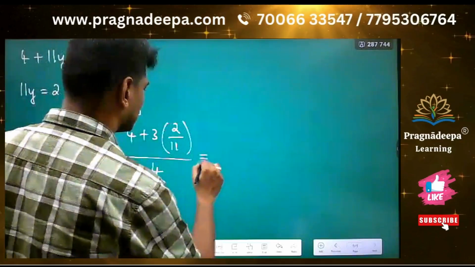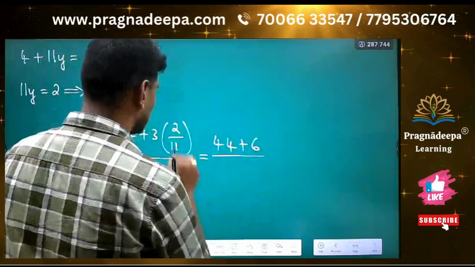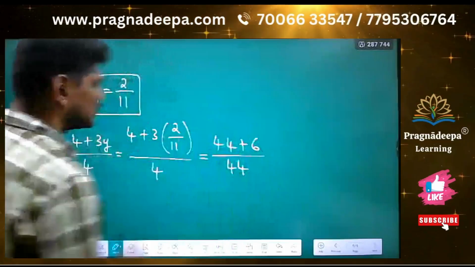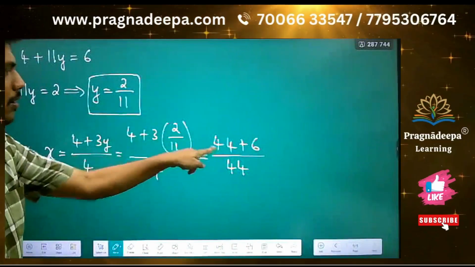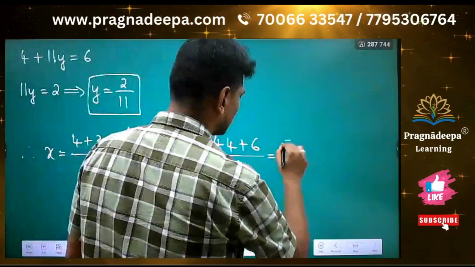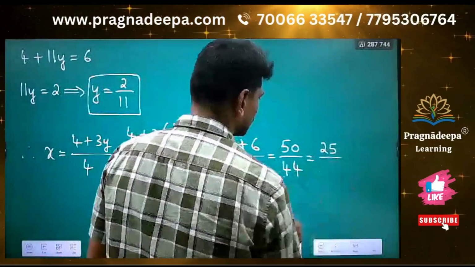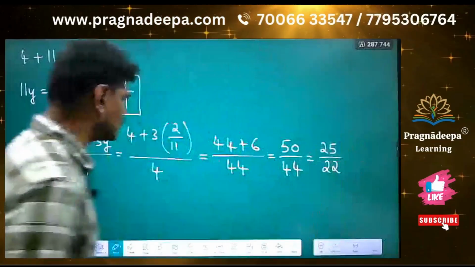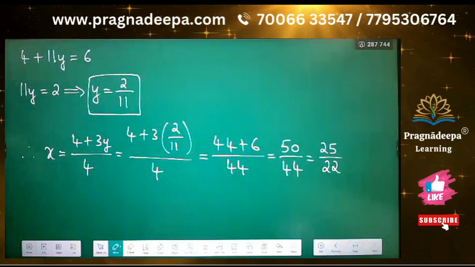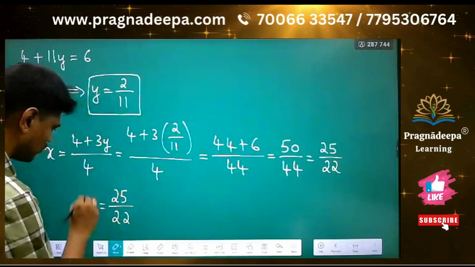What will you do for the number simplification? 11 fours are 44, plus 6, by 11 fours are 44. Correct? 11 into 4 is 44. 11 into 4 is again 44. So 44 plus 6 is 50. So 50 by 44, and both are divisible by 2. So 25 by 22. So what is the value of x? It is 25 by 22. So x is equal to 25 by 22. That's the answer.